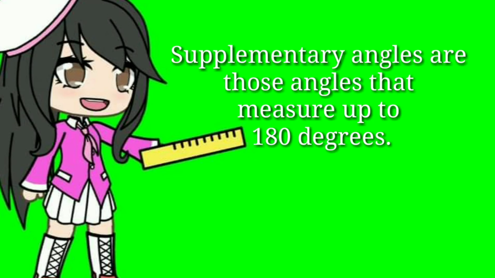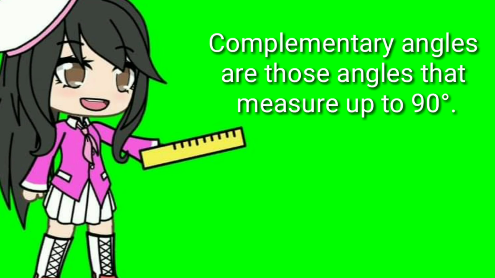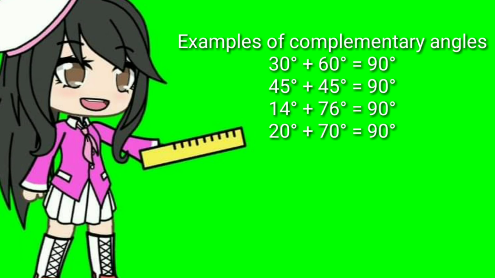We also have supplementary angles, those angles that measure up to 180 degrees. So these are the examples: 120 degrees plus 60 degrees is equal to 180 degrees. Another one, we have complementary angles, those angles that measure up to 90 degrees. These are the examples: 30 degrees plus 60 degrees is equal to 90 degrees.